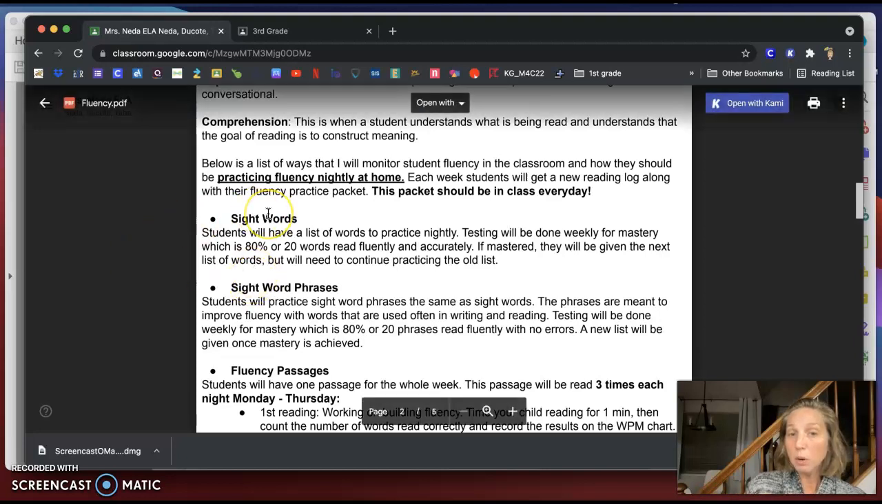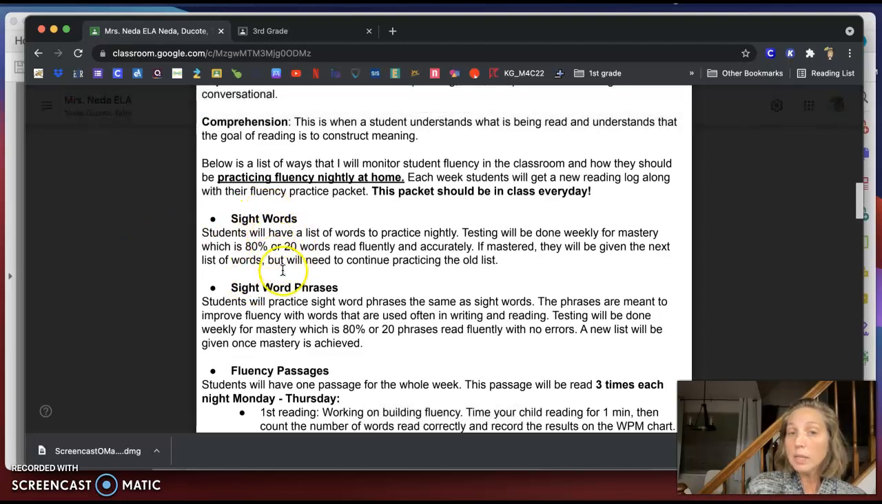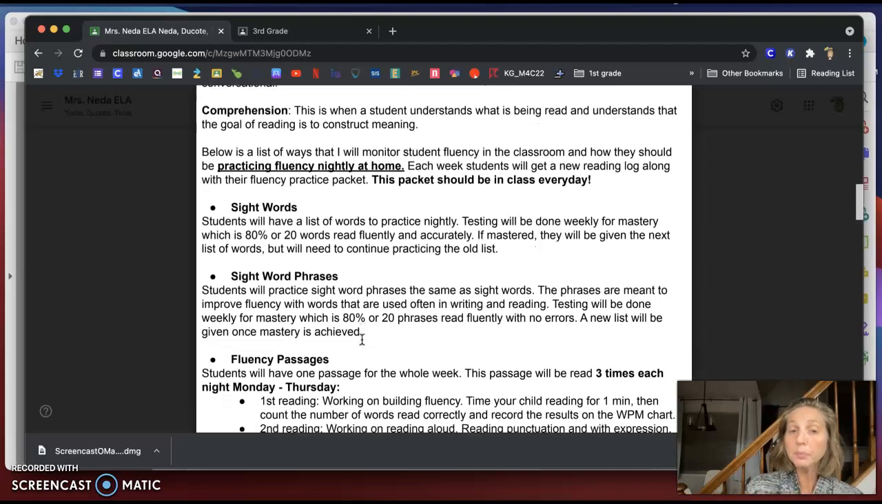You're going to do sight words. You have to get 20 words correct when I give you your test to make it 80%. You're going to do sight word phrases. It's the same thing. You'll have to read 20 of the phrases completely correctly. If you miss one word in the phrase, you miss the whole phrase.